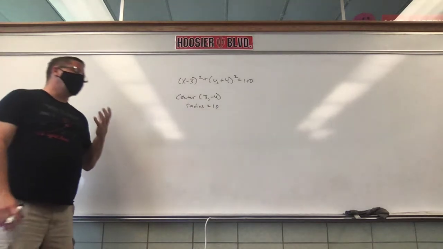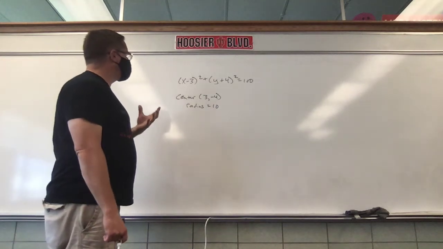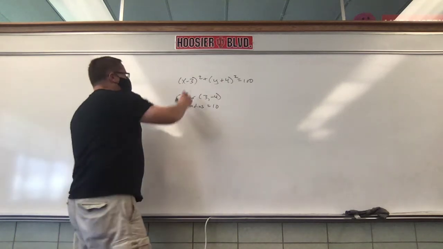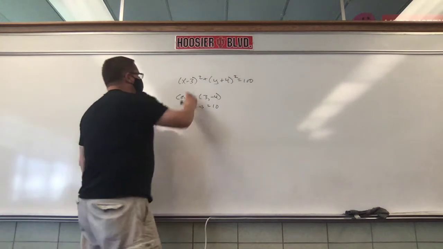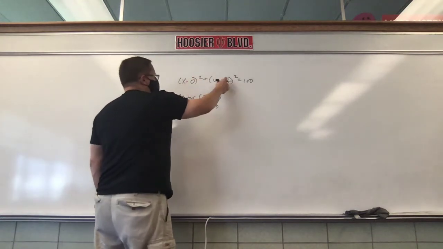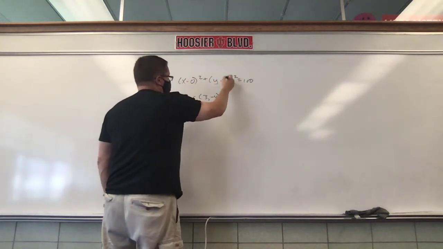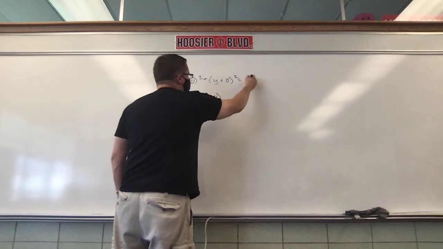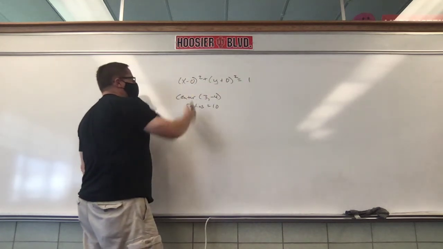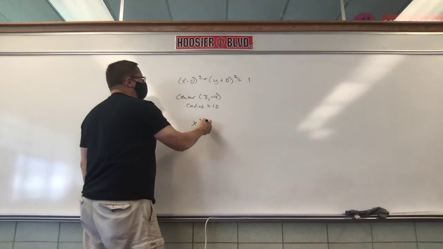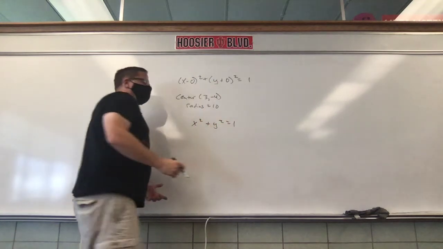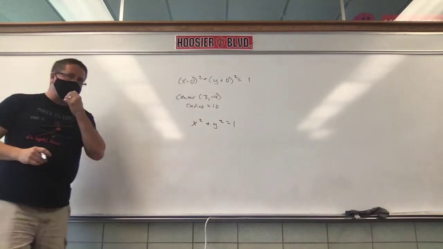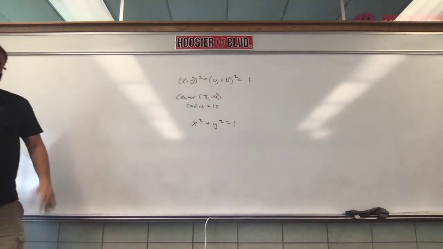Well, if this unit circle has a center of 0, 0, it would be x minus 0 or x plus 0, either way. Y plus 0 or y minus 0, doesn't really matter, equals 1 squared, which is 1. I can clean this up here. X minus 0 is just x squared plus y plus 0 is y squared equals 1. So if I ask you to graph x squared plus y squared equals 1, that's a unit circle, okay?